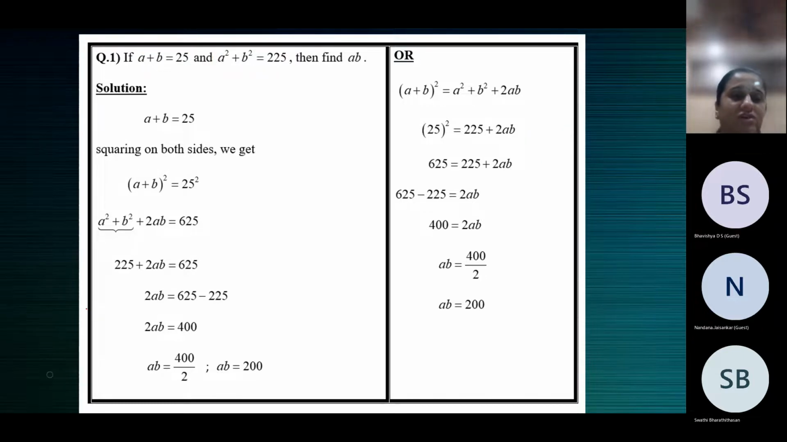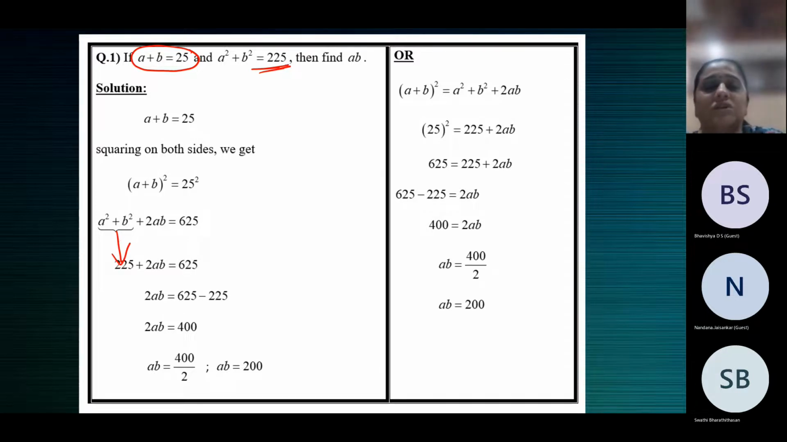There are two equations given to us. a plus b is equal to 25 and a square plus b square is equal to 225. Two equations are given. Don't take this one. Take this one and square on both the sides. Now, you know that all the information is given for you to be used while working the answer. So we make use of this one. We square both the sides. Then what about this information? Where is this one used? See, to substitute here, a square plus b square is equal to 225.